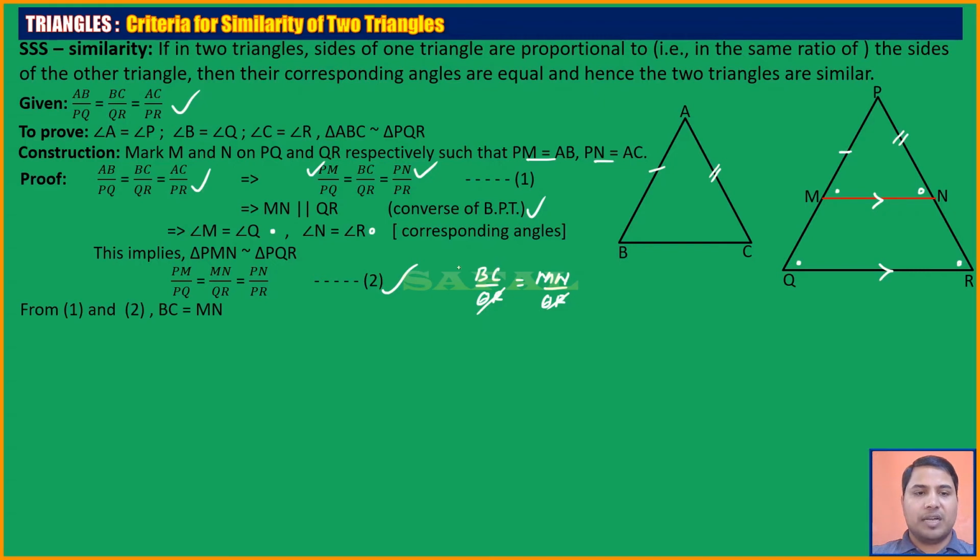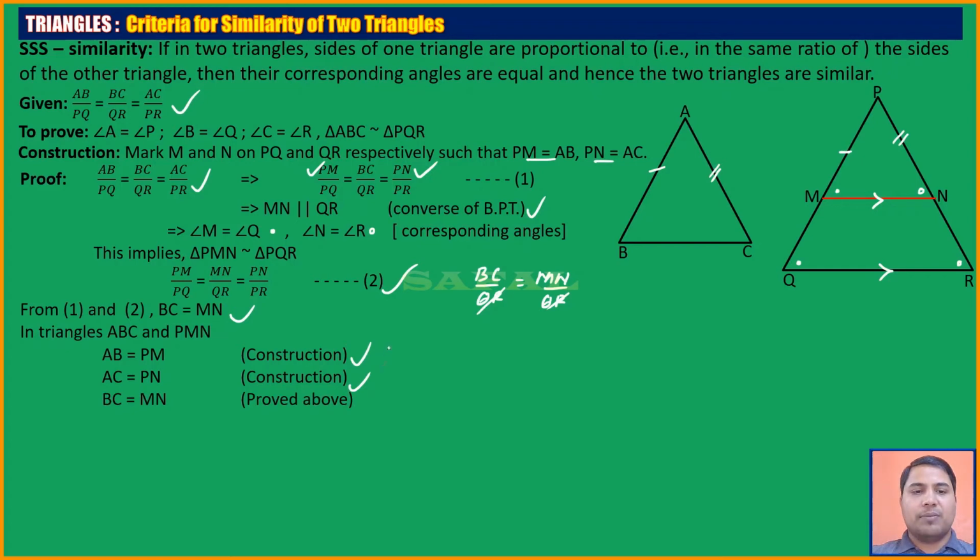BC equals MN. So that's what I have written. So from 1 and 2 I can write BC equals what? MN. Now we can consider triangle ABC and PMN. So we know that AB equals PM by construction, and again AC equals PN by construction, and BC equals MN, just now we have proved here. So I can see that triangle ABC and triangle PMN are congruent by side congruency criteria, correct?